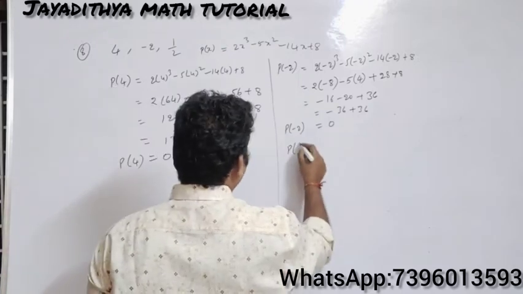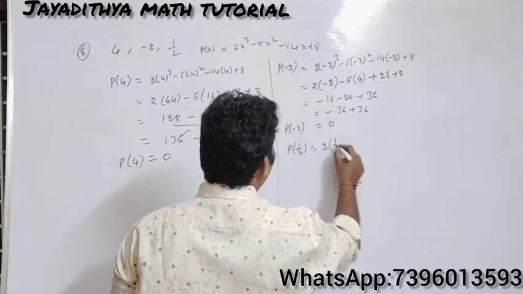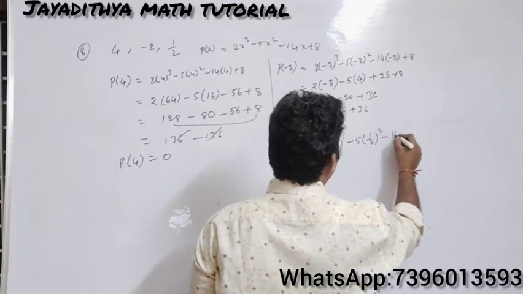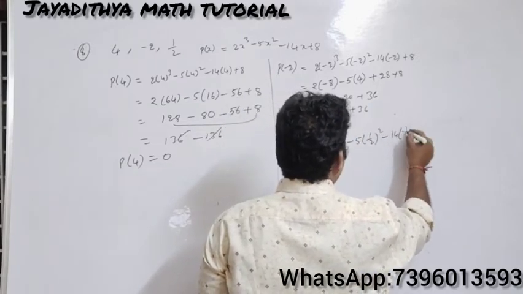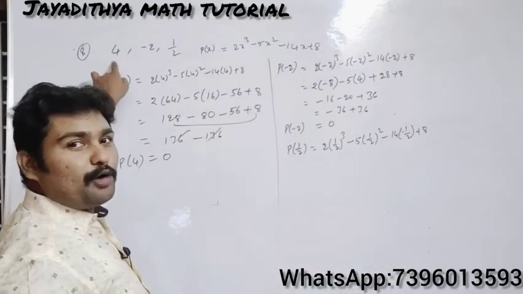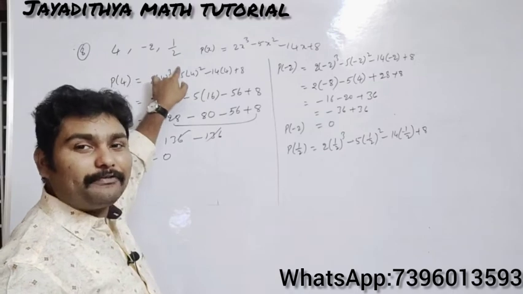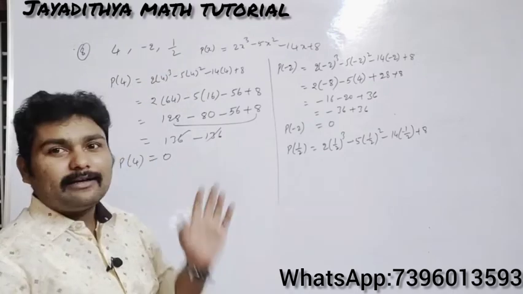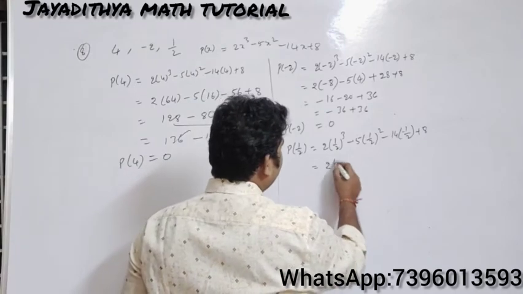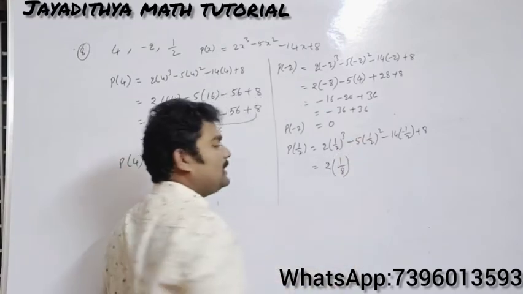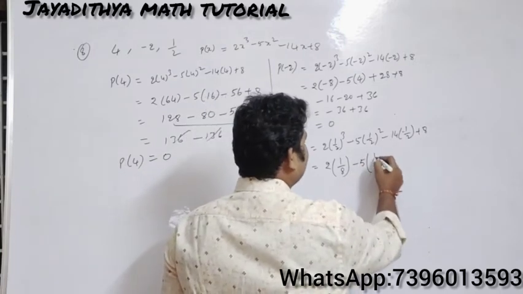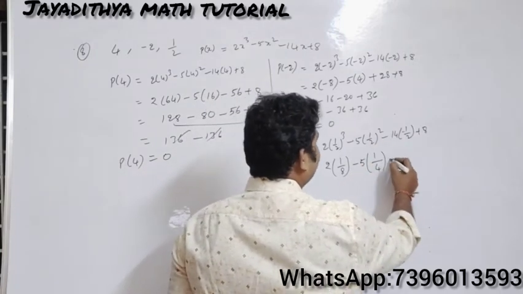And now you check for the last one, that is 1 by 2. 2 into 1 by 2 whole cube minus 5 into 1 by 2 whole square minus 14 into 1 by 2 plus 8. Once you observe the zeros, he has given a positive number, a negative number and a fraction. So he is checking all your calculation capabilities. So be careful. 2 into this will become 1 by 8. 1 cube is 1 and 2 cube is 8. So this is minus 5 into 1 square is 1 and 2 square is 4.